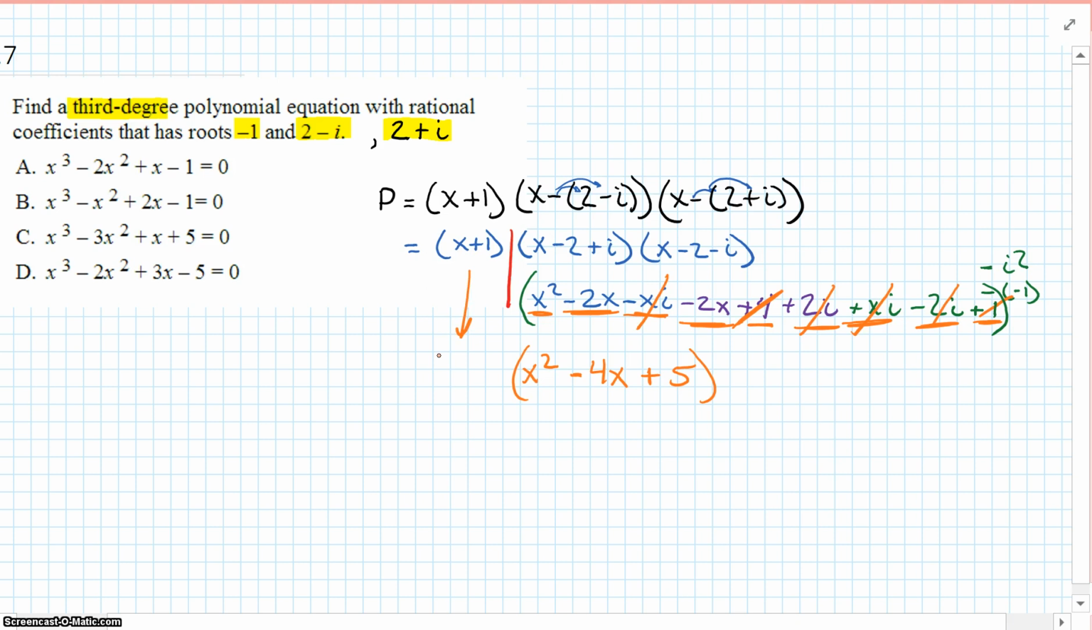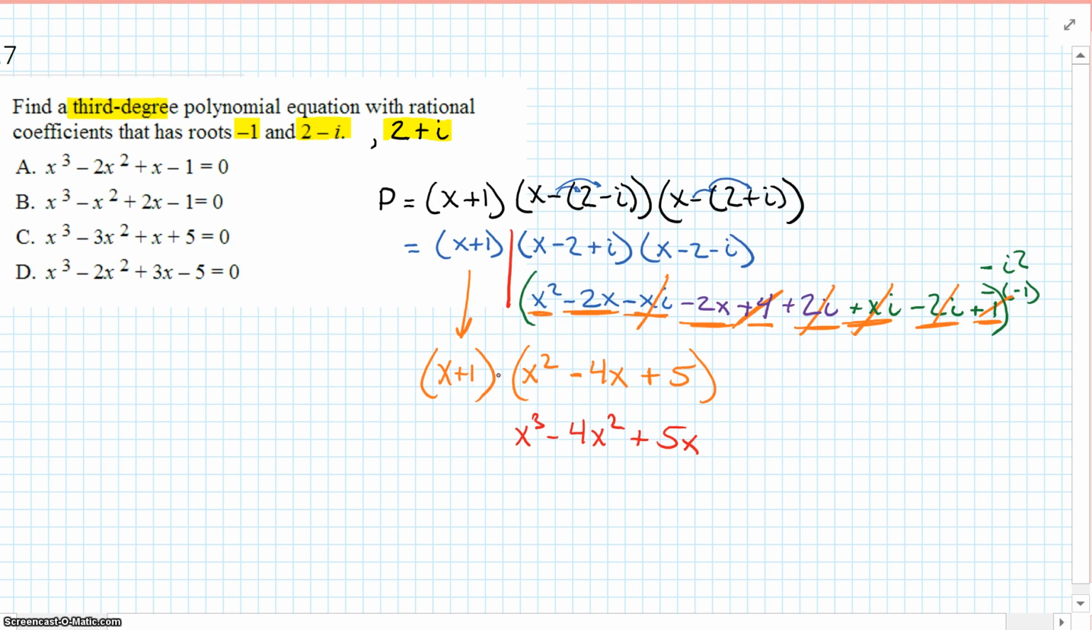I still got to drop the first linear factor. Now I've got to multiply those. Let's again start with our x. x times x squared is x cubed. x times negative 4x is negative 4x squared. And x times 5 is 5x.